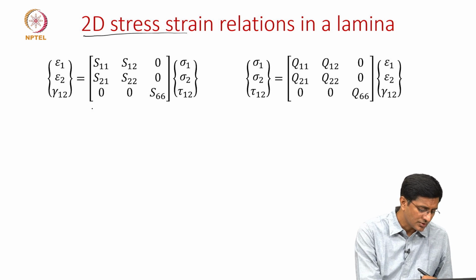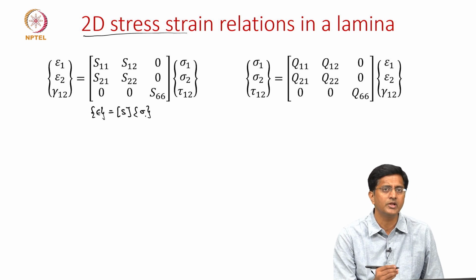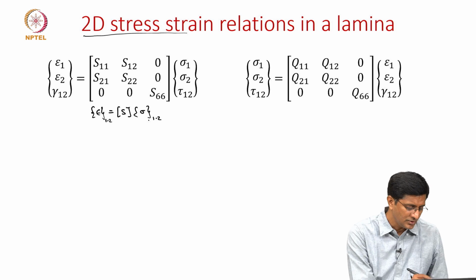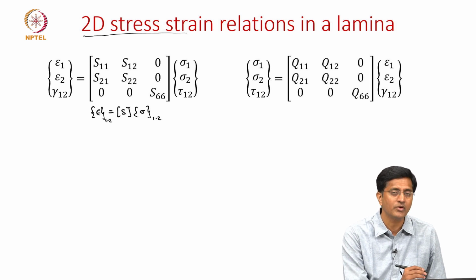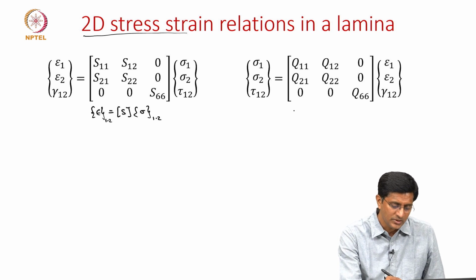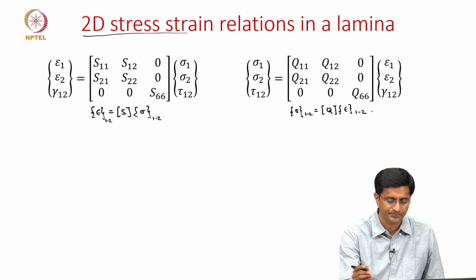So, these are the strain-stress relations. The strain is related with the compliance matrix S times the stresses written in terms of the material coordinates. That is why we have this 1 2 written. Since we are looking in the material coordinates, that's why we mentioned that these are the relations for specially orthotropic material. Similarly, here we have the stress-strain relations where the stresses in the material coordinates are given by the stiffness matrix Q times the strains in the material coordinates.